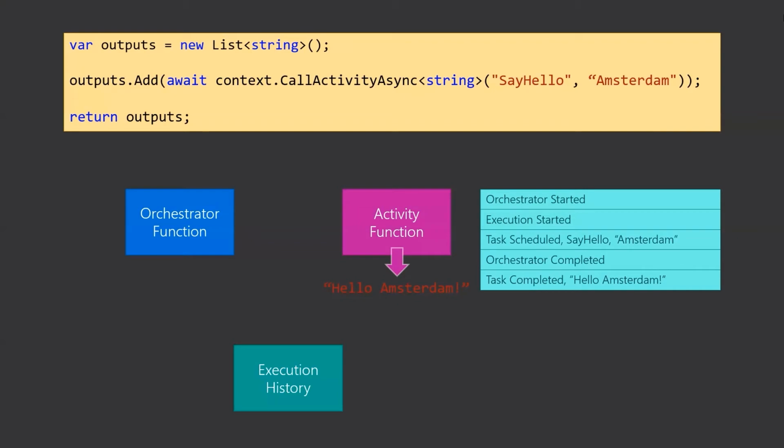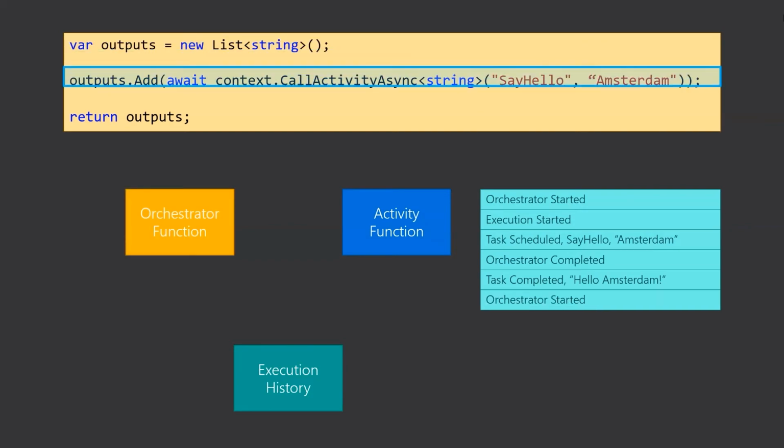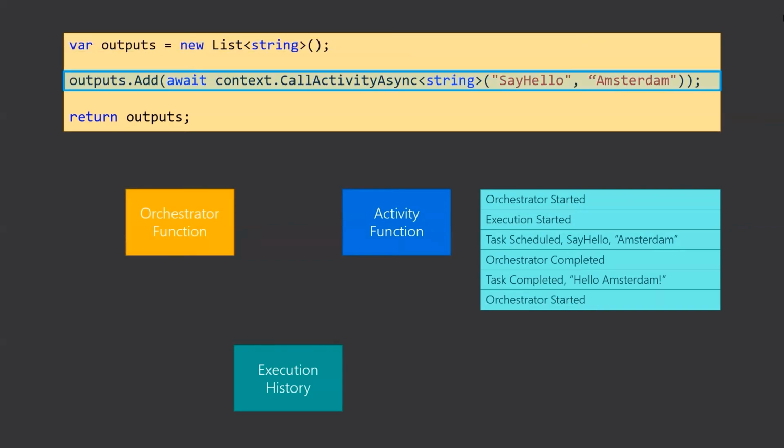At some point in the future, normally a few milliseconds, the activity function will pick that up. And it will run the same code we saw earlier, the string interpolation. It's going to return hello Amsterdam. But that activity then is going to be completed, and we don't really have anything else to do. Once the activity has been executed, the orchestrator is going to notice that the activity is done. So the orchestrator is going to pick that back up, and the orchestrator is going to start again.